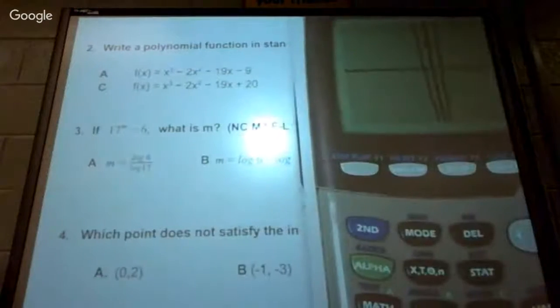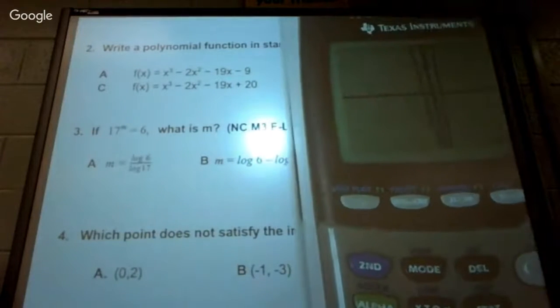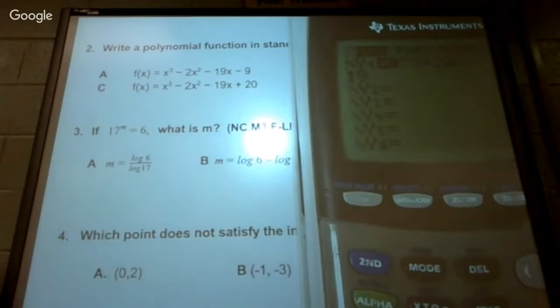So we type in C's answer. Let's see what we got. X to the 3rd minus 2x² minus 19x plus 20. Yep, you see the zeros, -5, 4, 1, and 4. There's your 3 zeros. So that would be the answer, C.